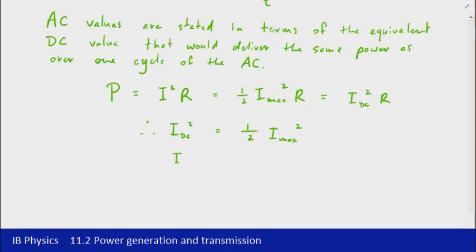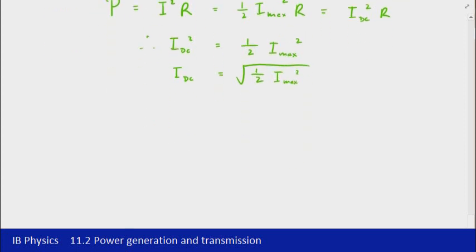And so taking that a bit further and just a bit of algebra, we would then find the square root of that, so half of I max squared. And again, a bit more algebra, we can show that that equivalent DC current would then be I max, so the square root of I max squared is just I max, divided by the square root of 2.